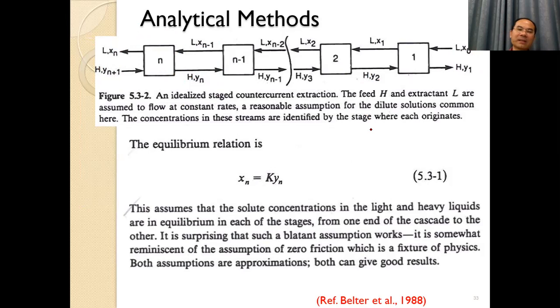For this case, we need to also write the equilibrium relationship and the mass balance. The equilibrium relationship is that the amount of solute in the light phase is a function of the equilibrium constant multiplied by the amount of solute in the heavy phase. That's right. For example, Xn and Yn. These two terms are in equilibrium. The output of solute in the heavy phase and the output of solute in the light phase are in equilibrium, for this assumption, with the K value.